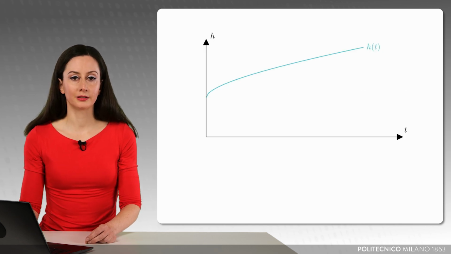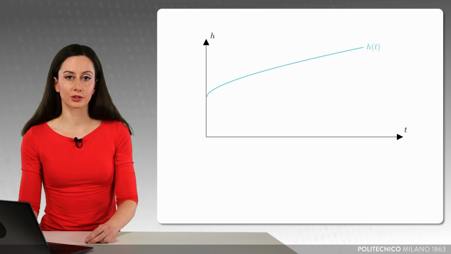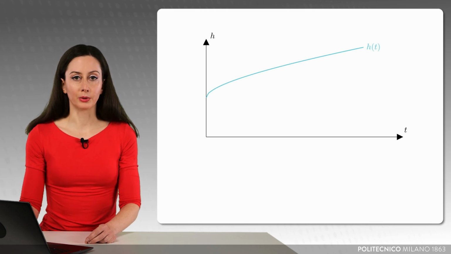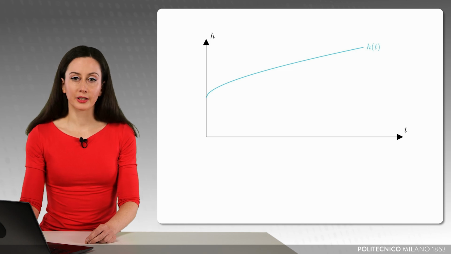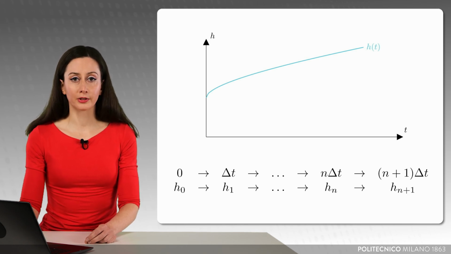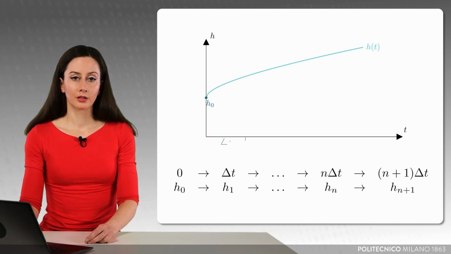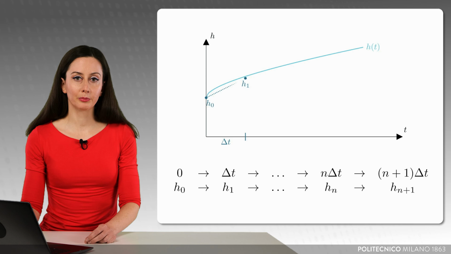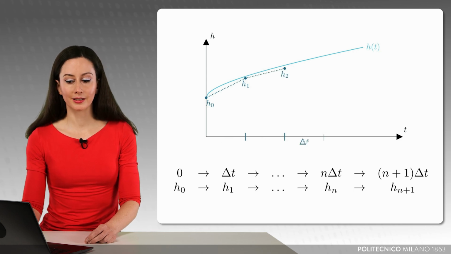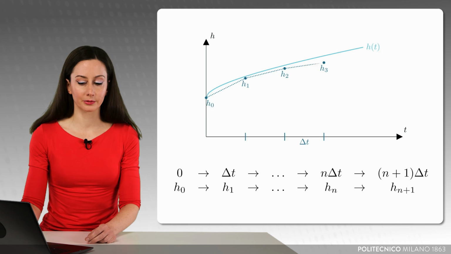Sometimes we can find the exact solution to a differential equation, but often we solve them in an approximate way. So we will advance in time with small steps of length delta t and try to find approximate values of H: H1 after one time step, then H2, H3, Hn, Hn plus 1, and so on.